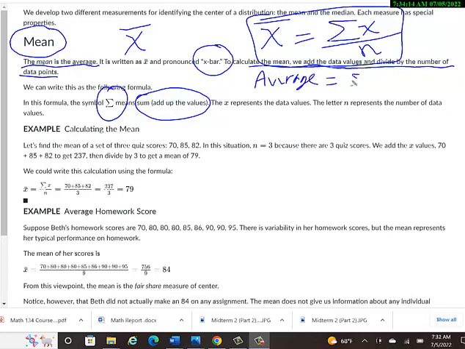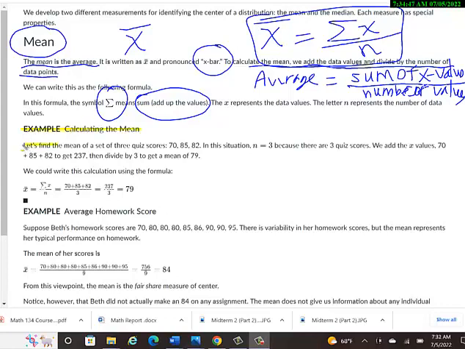would be the sum, which means to add, of the X values, whatever the data points are. Sometimes they represent one thing, sometimes another. And then divided by n, the number of values you have. So it's just the most complicated way possible of saying something you already kind of knew how to do from previous math classes, or just calculating your grade in the class.